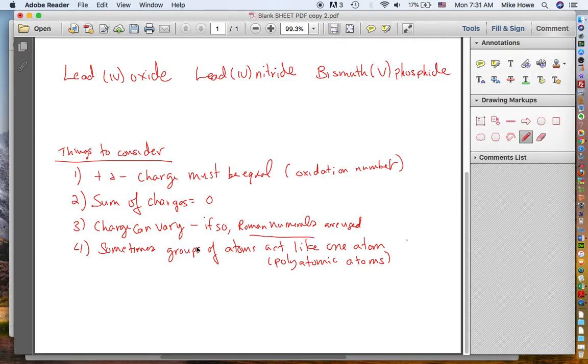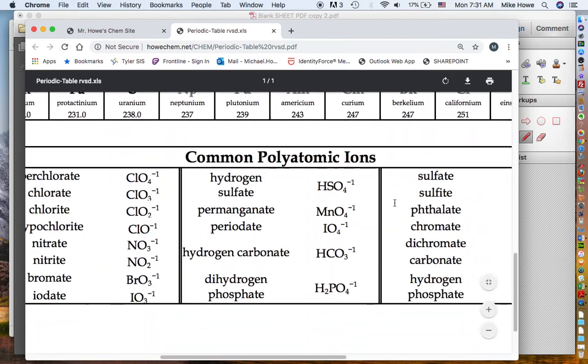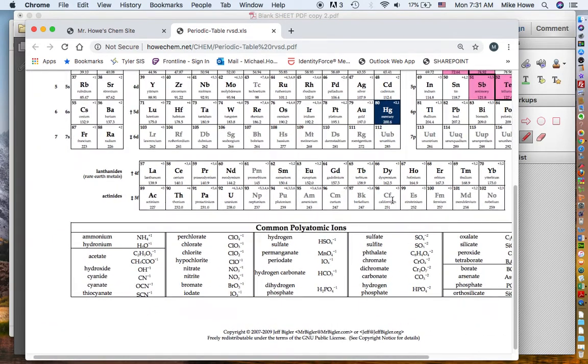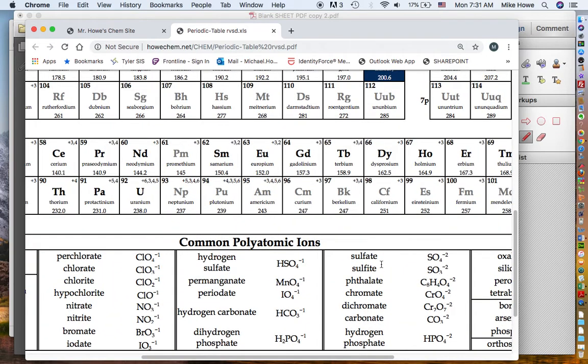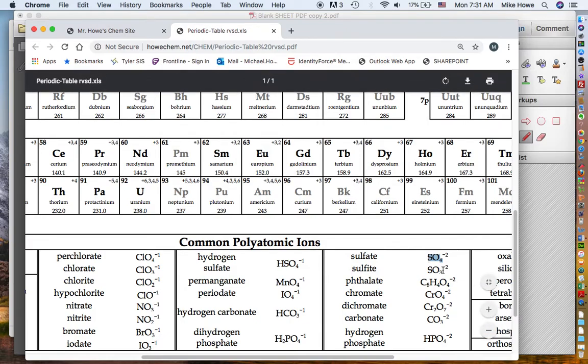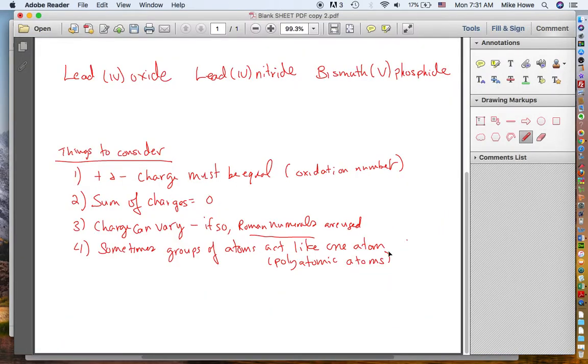And then sometimes groups of atoms act like one atom. So those are called polyatomic ions, and they're down here at the bottom of the periodic table that we've been using. So you can see these polyatomic ions, like sulfate is SO4 with a -2 overall charge or oxidation state. So that means that this whole thing together has a -2 charge. And this whole SO3 together would have a -2 charge. There are different names. There's sulfate and sulfite.